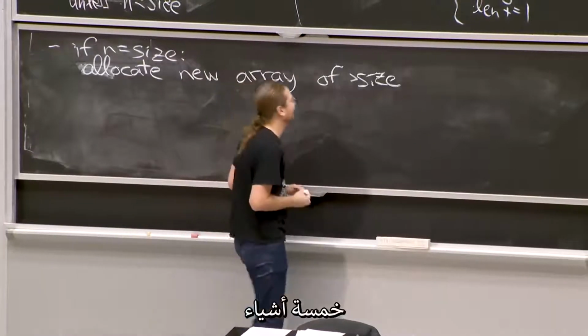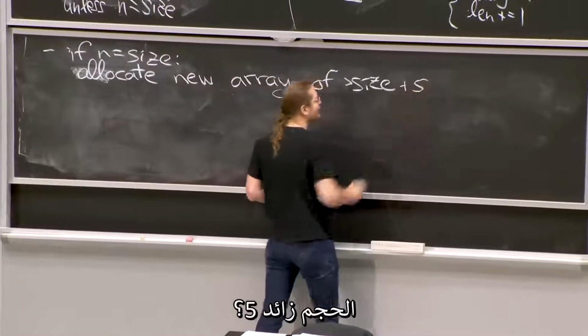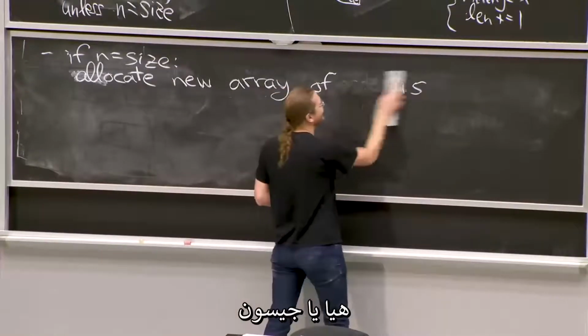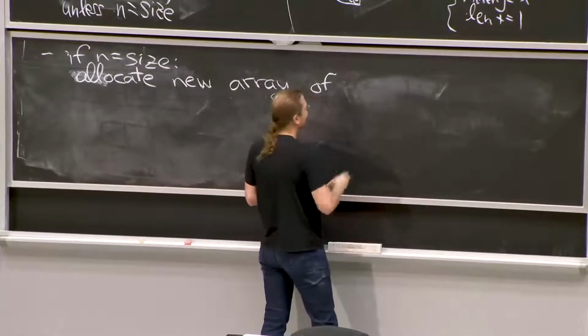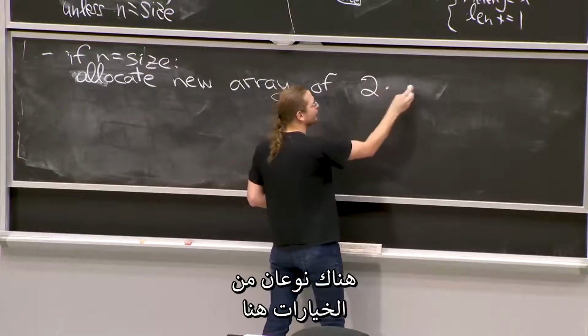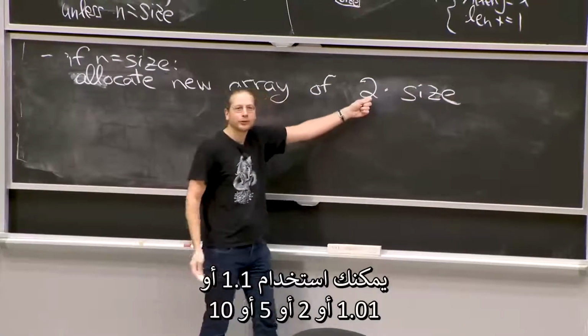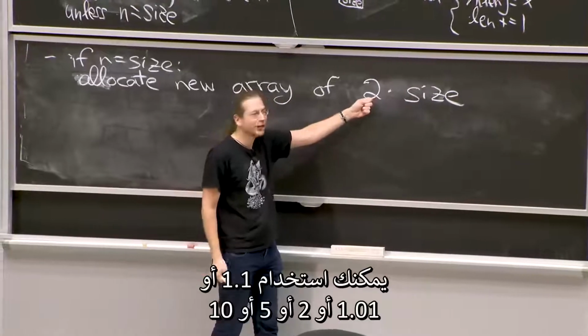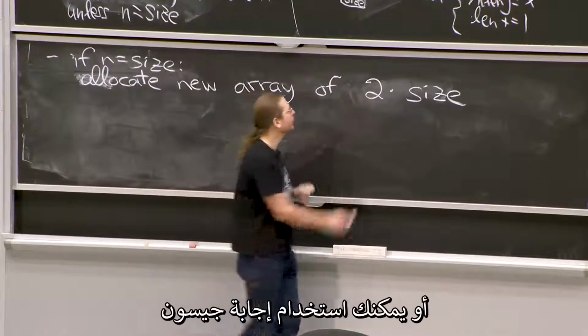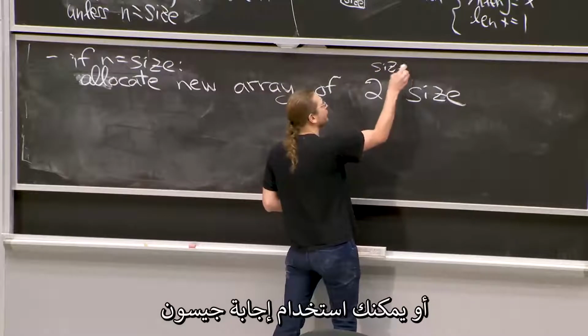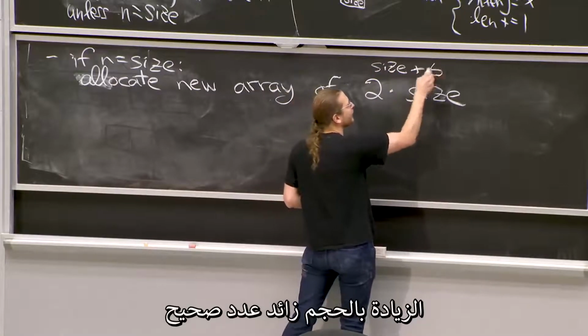Five things. Size plus 5? Come on, Jason. Trolling me. All right, so there are a couple of natural choices here. One is a constant factor larger. You could use 1.1 or 1.01 or 2 or 5 or 10. They'll all work. Or you could use Jason's trolling answer of size plus a constant, like 5.